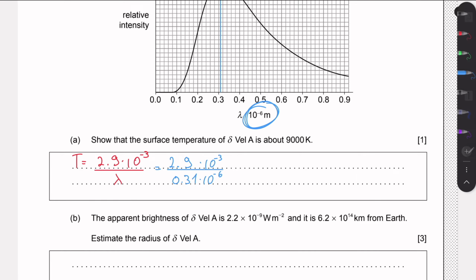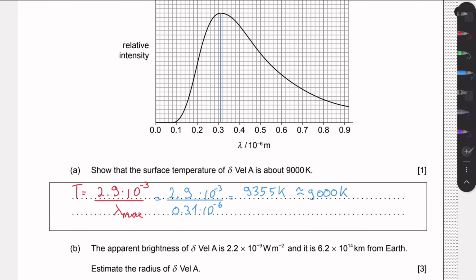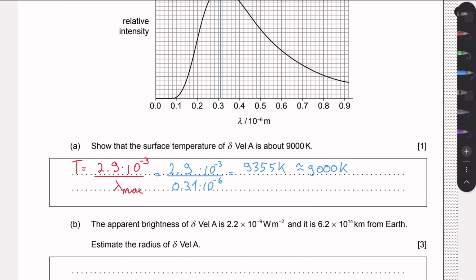Being careful with the units here, these are not in meters, they are in 10 to the minus 6 meters. Then if we divide this, we get 9355 Kelvin, which is approximately 9000 Kelvin. So it's important to remember this formula. It's a very simple relationship between temperature and wavelength. The larger the wavelength, the smaller the temperature. It's a very nice inverse relationship.